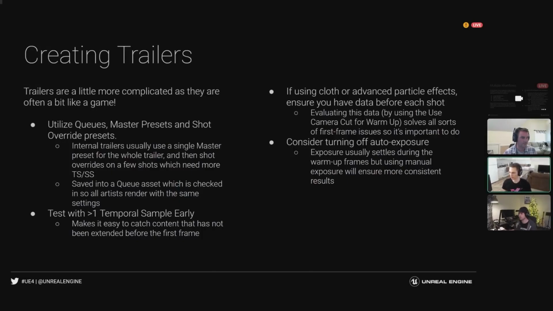For a trailer, you can consider turning off auto exposure. Exposure generally is going to settle out during the warm-up frames, but if you were to turn down your warm-up frames to some small number, you're going to get different exposure at the start of a shot than the end. So as you go forward, just have your artist change the cameras to manual exposure, and that's just going to give you consistent results.